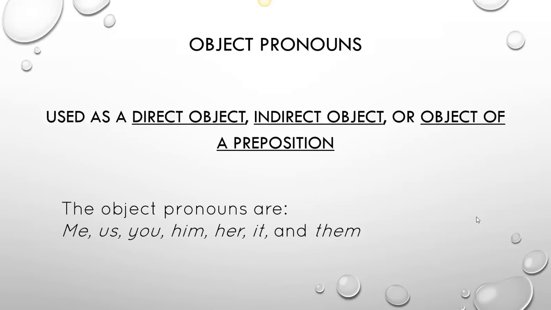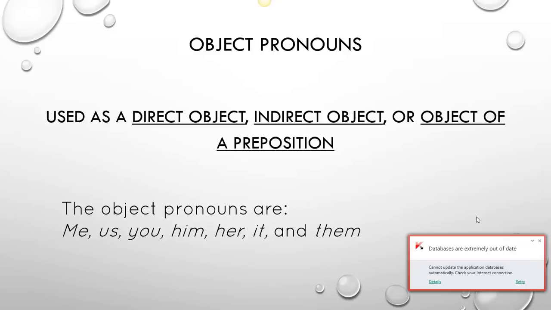So there are a few object pronouns. Me and us are first person. You is second person. Him, her, and it are third person singular, and them is third person plural. So these are the only ones we're going to deal with.